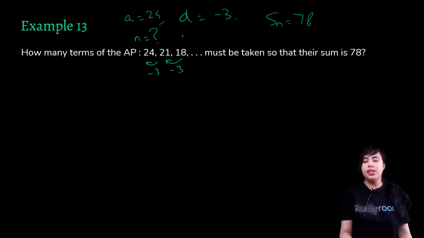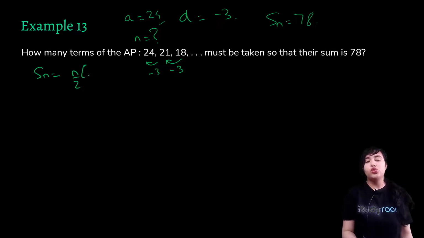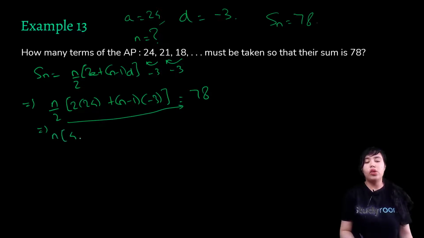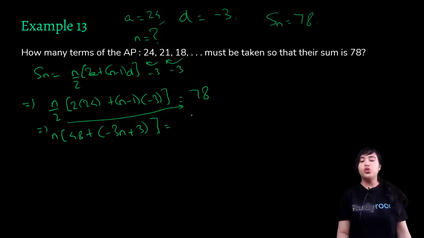How many means you have to tell the value of n, and the sum of those n terms is given to you as 78. So we know that Sn is equal to n by 2 into 2a plus n minus 1 into d. So here n we don't know, so n by 2 into 24 plus n minus 1 into d, which is minus 3, is equal to 78. You can take this 2 over there and multiply this here, you will get 48. Plus you will get minus 3n plus 3, and 78 into 2, if you do that, you will get 156.